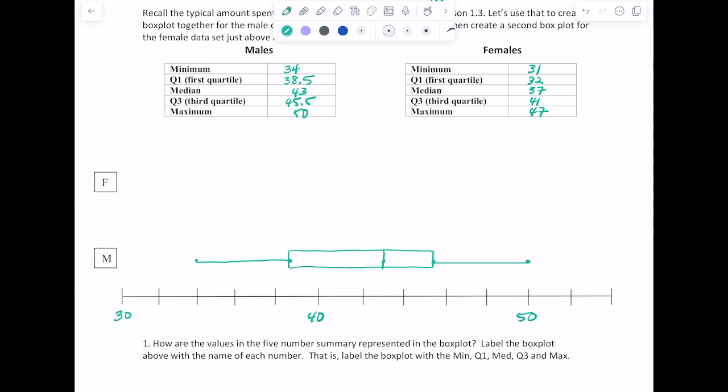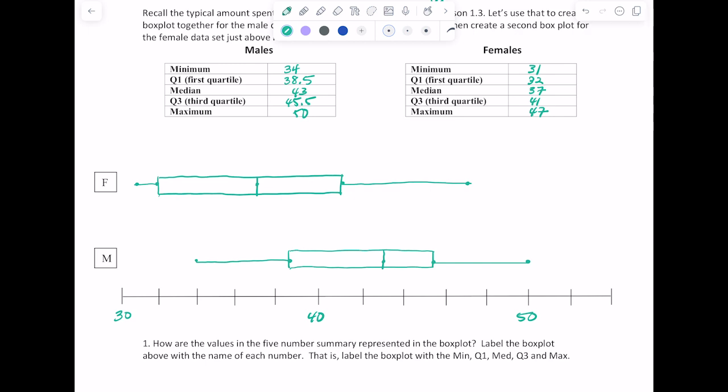So this time we're going to start at 31, 32, 37, 41, and 47. Okay, again, we put a box around the first quartile and the third quartile. That's known as the IQR. It's the middle 50% of the data. Put a vertical line through the median, and then we're going to draw whiskers or horizontal lines from the IQR out to the min and the max.